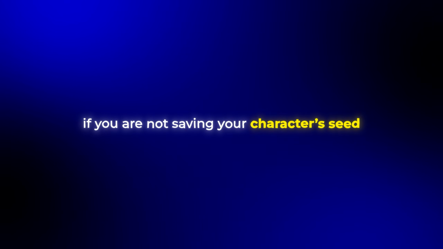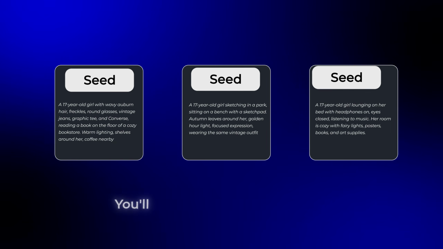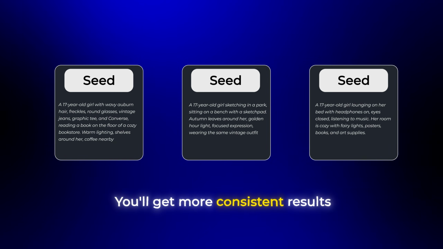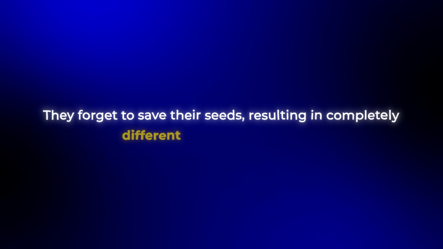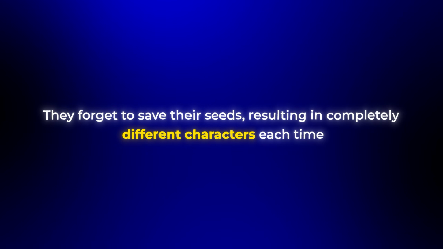But even with the perfect settings, your results will still be inconsistent if you're not saving your character's seed. The seed is what determines the initial pattern that the AI uses to generate an image. If you use the same seed, you'll get more consistent results. But most people don't know this, or they forget to save their seeds, resulting in completely different characters each time.